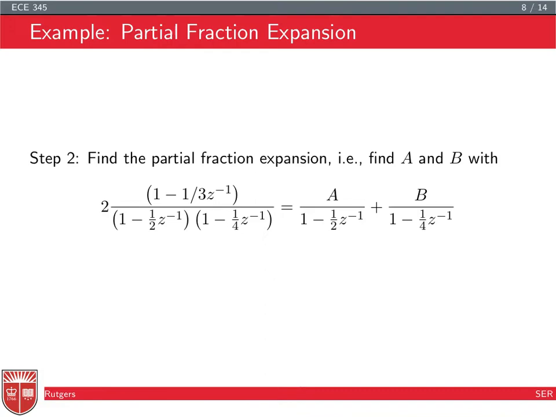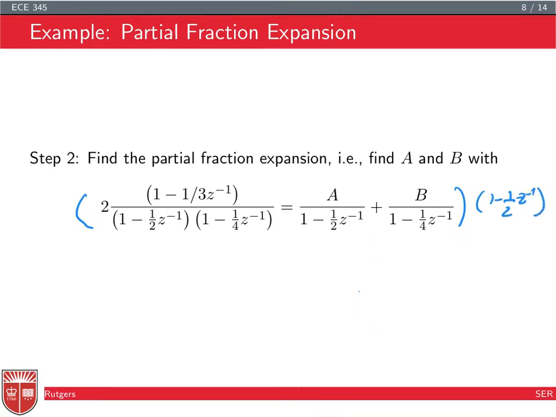The trick is to first cancel out the denominator of A, if you want to find A. To cancel out the denominator of A, I have to multiply by that denominator. So I multiply everything by 1 minus 1/2 z minus 1. I multiply the whole equation by 1 minus 1/2 z minus 1 on both sides.